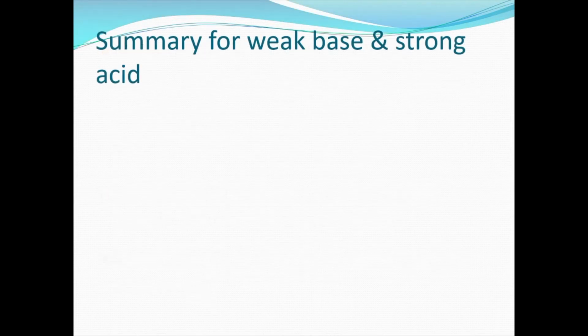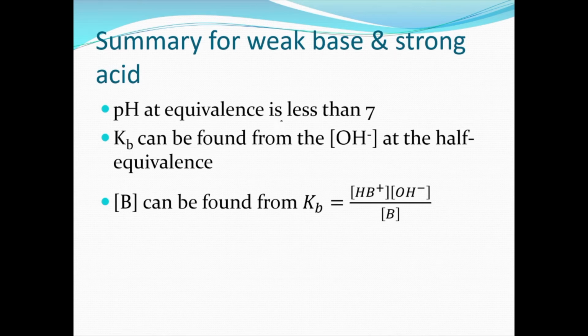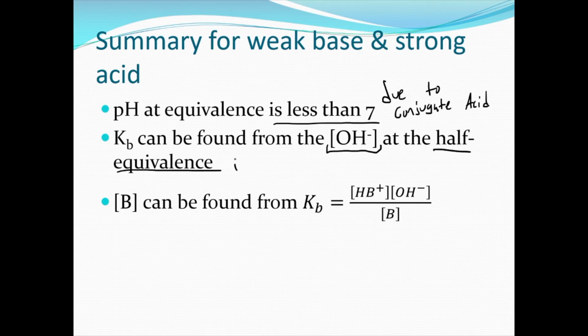So in summary, for weak base strong acid titrations, we get the following. The pH at equivalence will be less than 7, and this is due to the conjugate acid, because the weak base will create a conjugate acid. We can find the Kb from the concentration of OH at the half equivalence point, and this is really 10 to the negative pOH. So we can measure that at the half equivalence point. And then we can find the concentration of the original weak acid or weak base using this equation here.